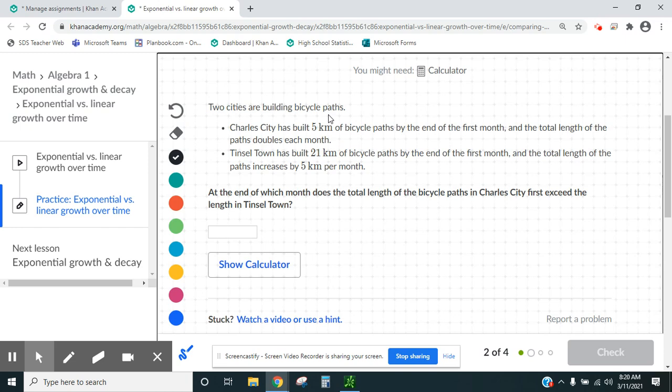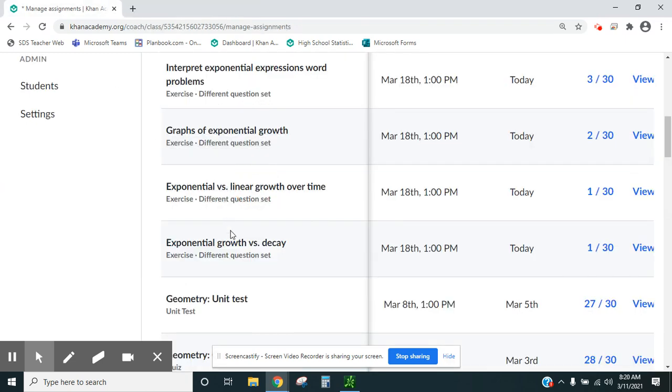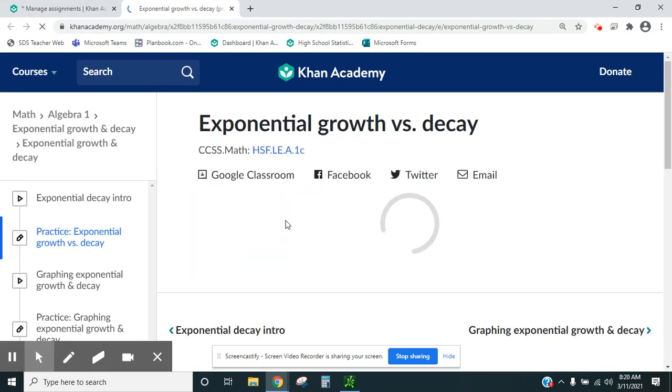2 cities are building bicycle paths. We've got 5 kilometers. Anyway, this one's about the same. We'll move on from that. I think you get the idea. Okay, let's do some decay.